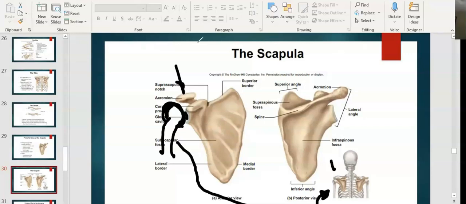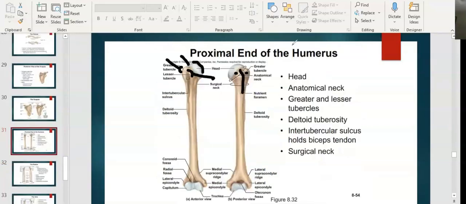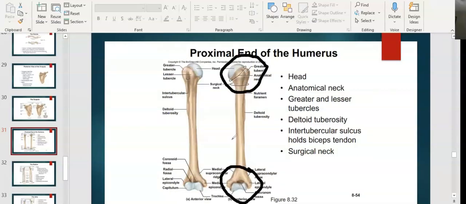Okay, so then if we look at the humerus, when we talk about long bones, we said that the top was going to be the epiphysis. The bottom is also going to be the epiphysis. And the middle, we said that's going to be the diaphysis. The top is going to be the epiphysis, so this one's going to be the proximal epiphysis, and this one is going to be the distal epiphysis.